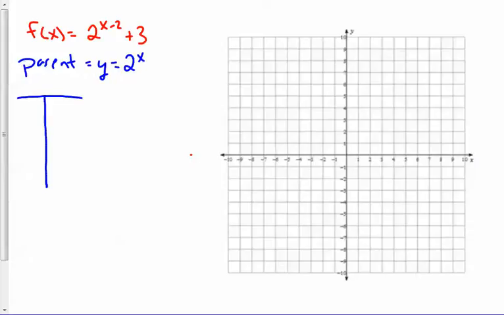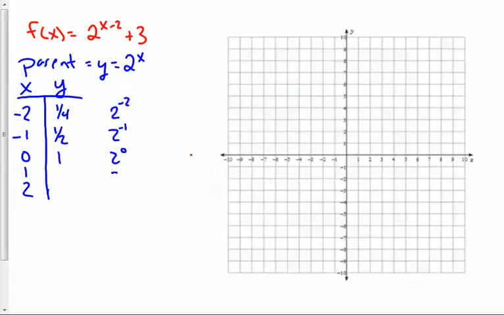So I can make a table of values representing that parent function. Since I'm raising 2 up to the x power, I'll pick x values -2, -1, 0, 1, and 2. And then I can plug those x values in, such as 2 to the -2nd, which gives me 1/4, 2 to the -1st, which gives me 1/2, 2 to the 0 gives me 1, 2 to the 1st gives me 2, and 2 to the 2nd gives me 4. And those are my parent graph points.